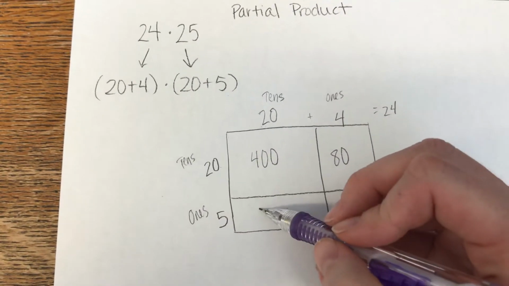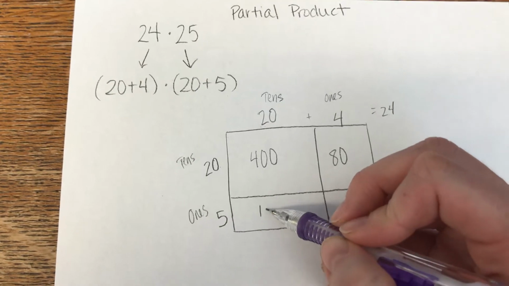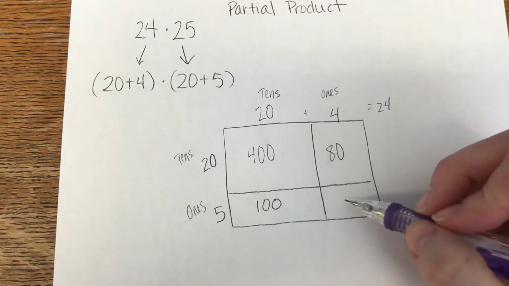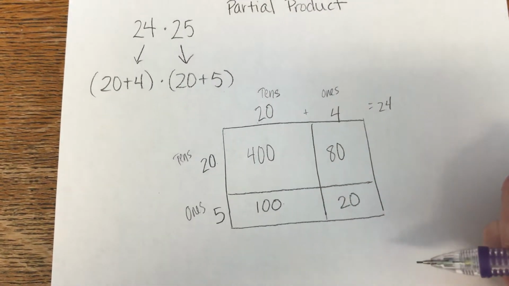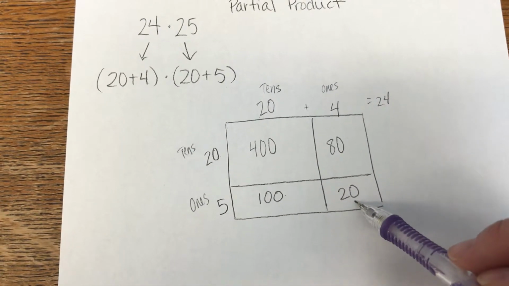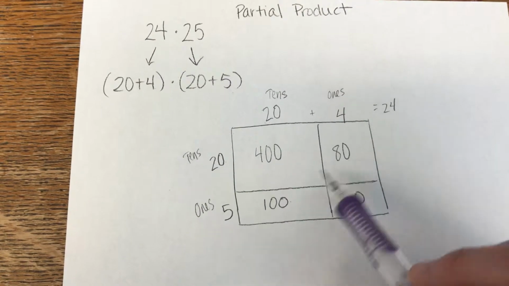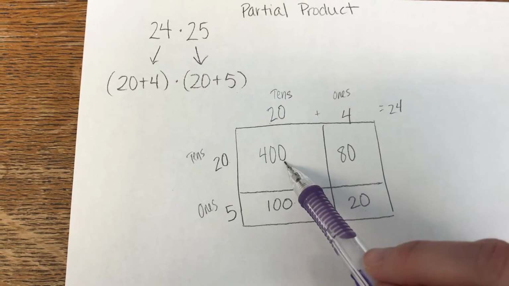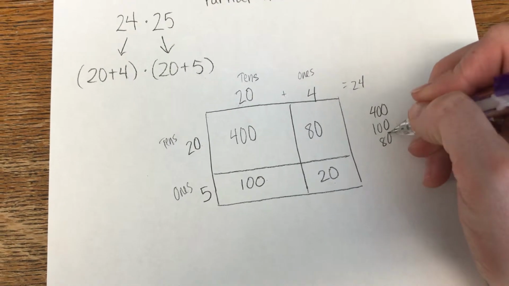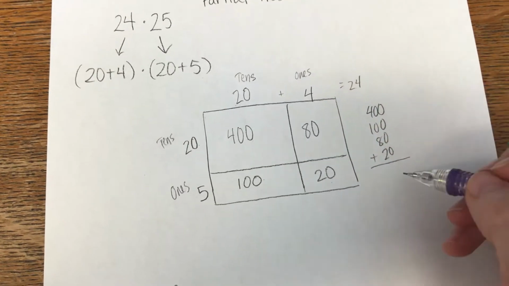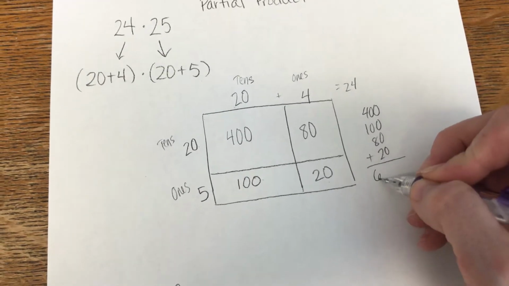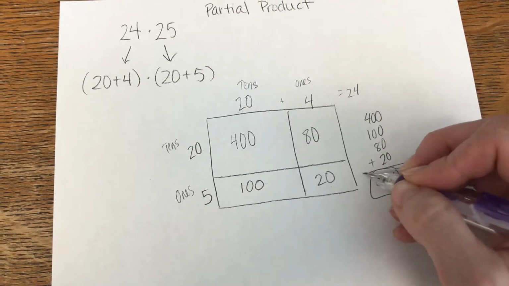5 times 20, I know because I know about money that 20 nickels is $1. So 20 times 5 is 100, and 4 times 5 is a known fact, that's 20. So these are all parts of my eventual product. A product is an answer to a multiplication problem, and these are parts of that answer, so these are the partial products. So I'm going to add them up. 400 plus 100 plus 80 plus 20. And I get 500, 600. So my answer is 600.